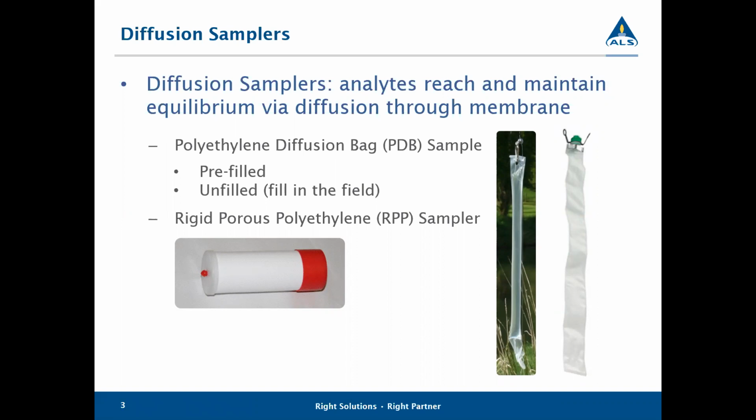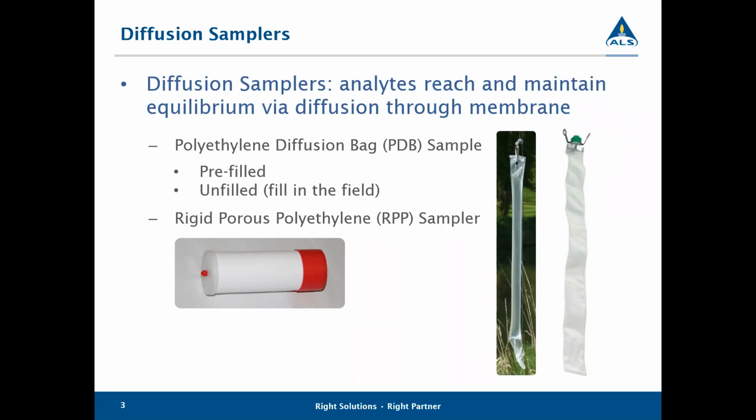It's pre-filled with ASTM type 2 DI water right from the organics department of our laboratory. The pre-filled and the unfilled are made of the same material. They work exactly the same. The only difference is that the unfilled one, you fill in the field with your DI water. Sometimes that can be easier for transport in the field, depending on the site. Then over on the left here, this white one with a red cap is your RPP sampler, your rigid porous polyethylene sampler.